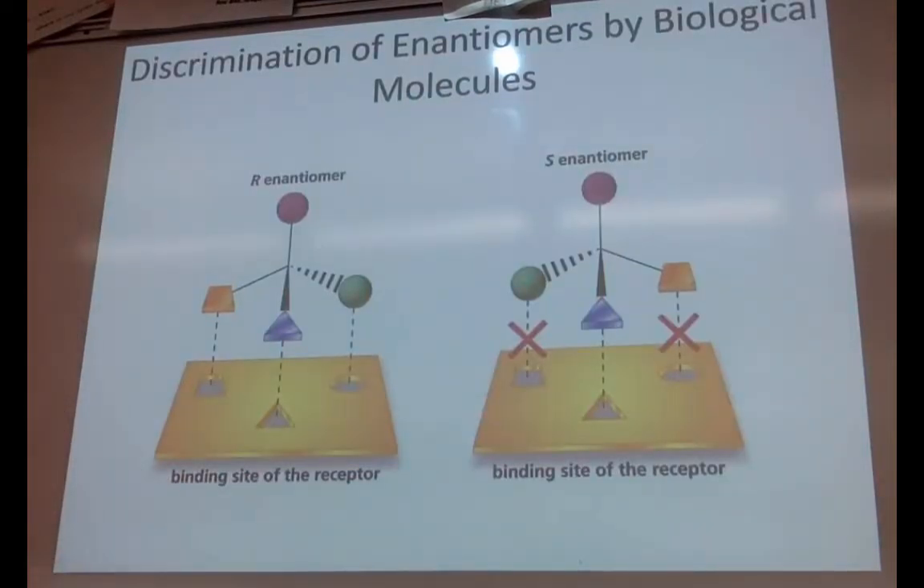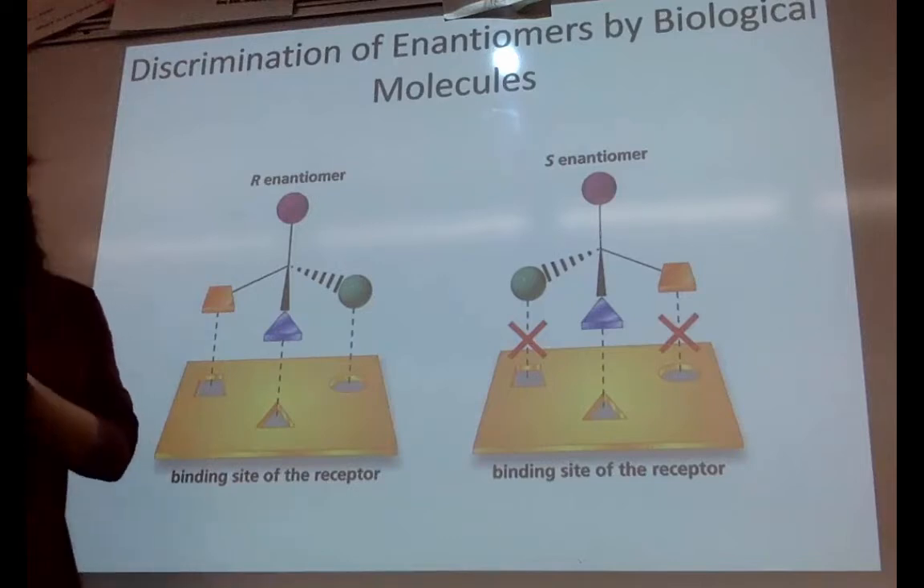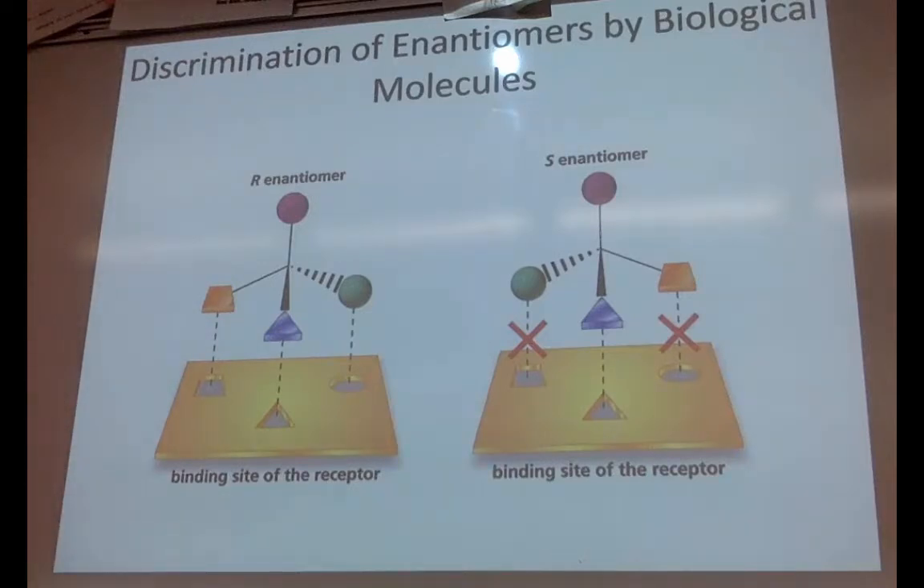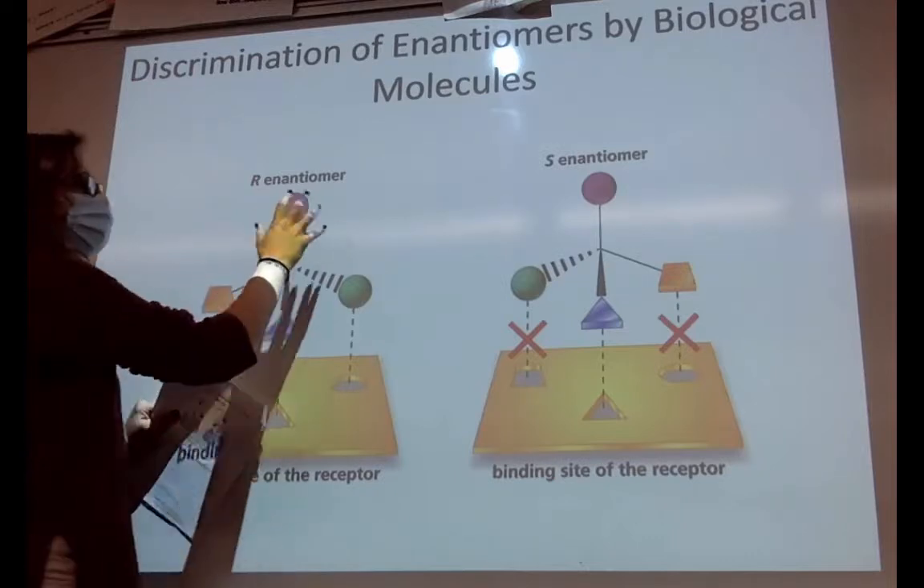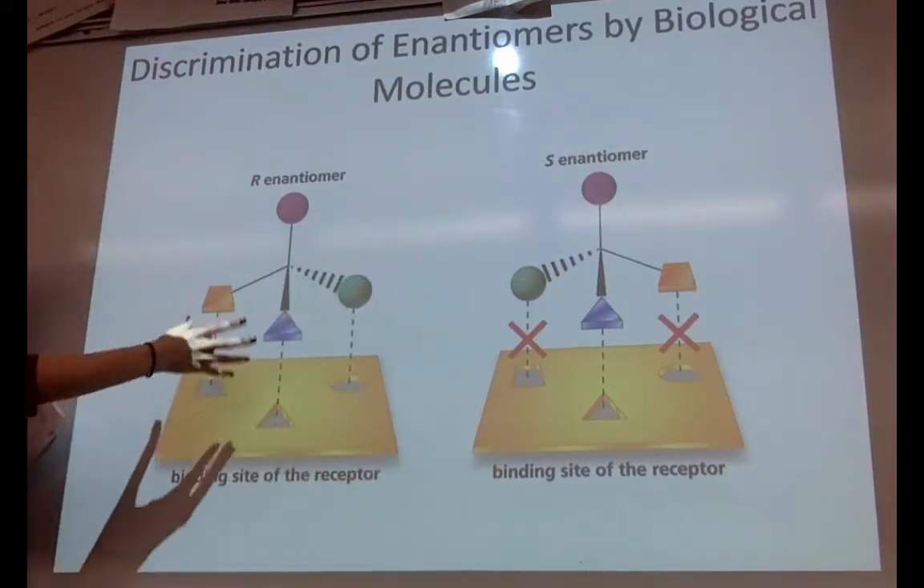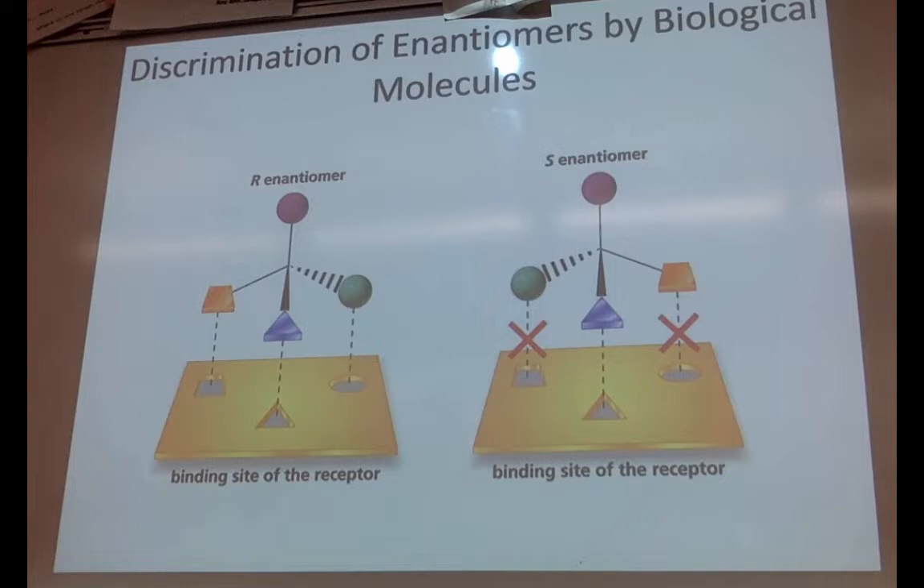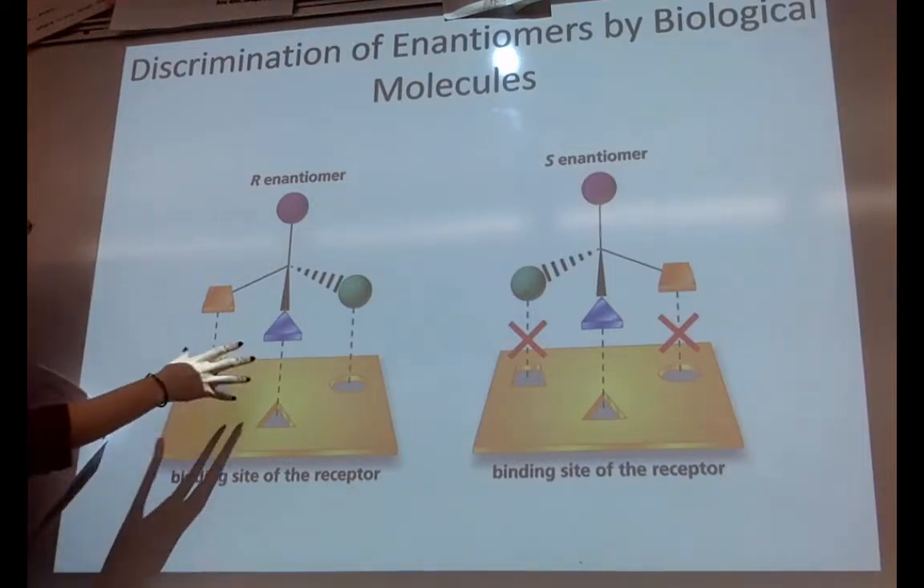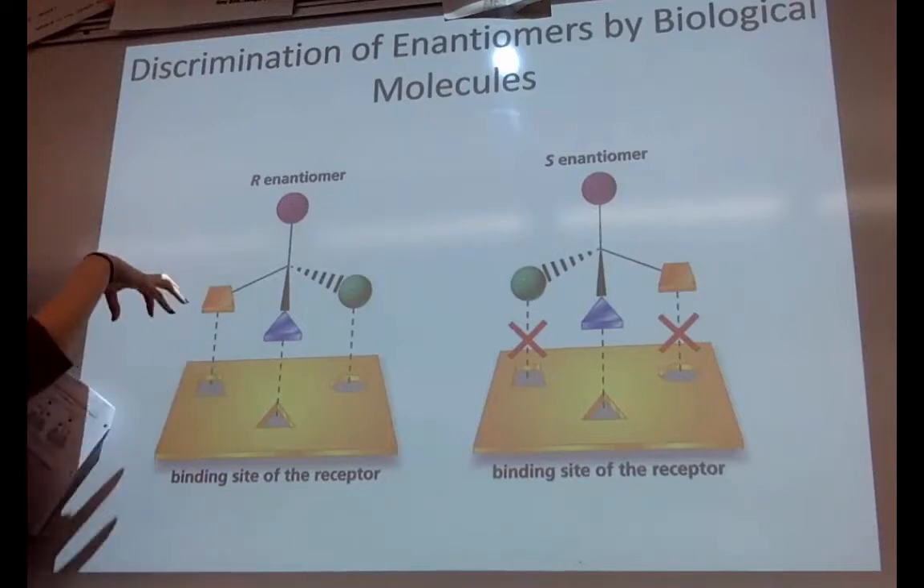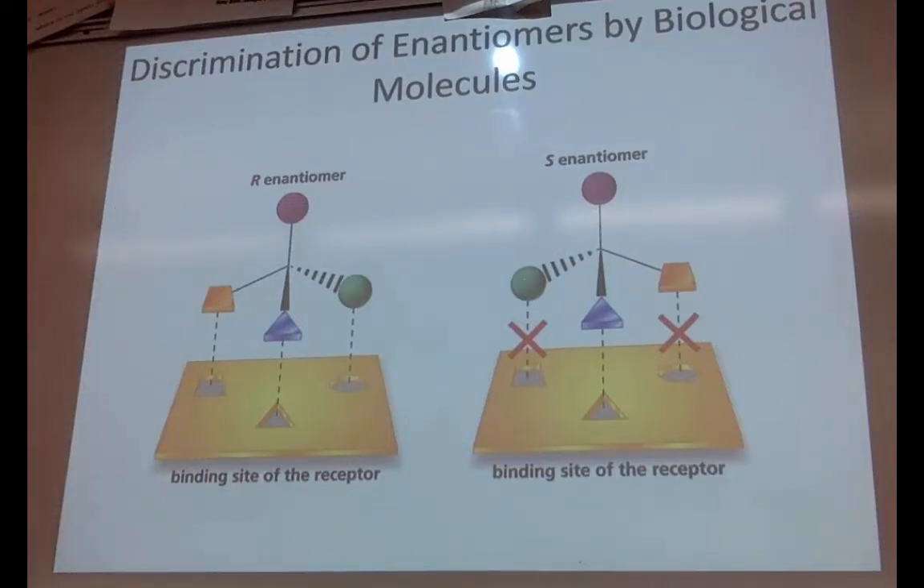Now, this is tying it more into bio. I'm not getting into this a whole lot because I don't teach bio. But here's the difference between what I said about naming it using an R and S. This shows a biological example where you have receptors and chiral molecules, and only one of the enantiomers can work. I'm going to show some actual examples.